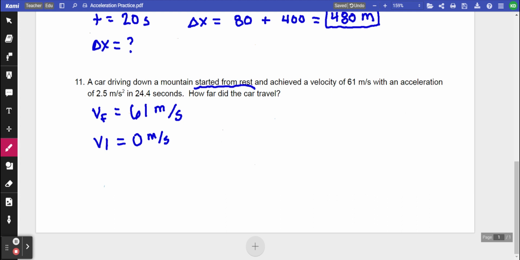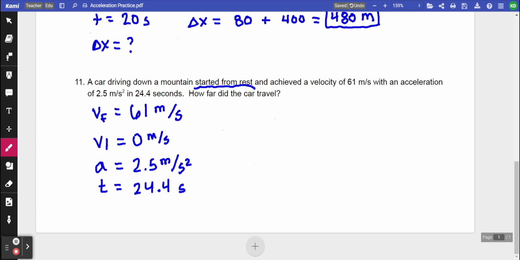All right, other pieces of information. Acceleration is 2.5 meters per second squared. It was nice and it labeled it for me. But again, if it doesn't say that, you should still recognize based on the unit that that's an acceleration. Meters per second squared is an acceleration unit. We're also given a time. So let's go ahead and label our time, and that is 24.4 seconds. So I've got quite a bit of information here.